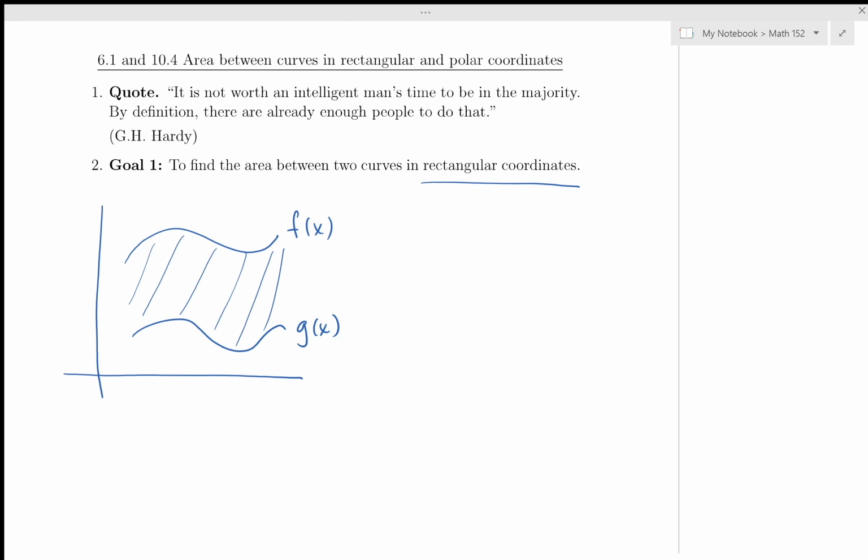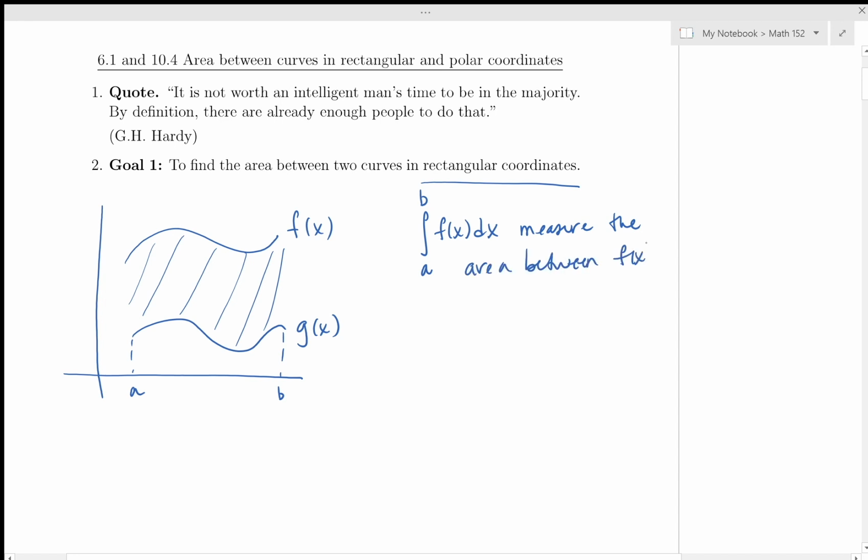You could recall that the integral from a to b of f of x dx measures the area between f of x and the x-axis, of course if f of x is greater than 0 on the interval, which in this case it is. And similarly, that's what g of x would measure, the area between the function g of x and the x-axis.